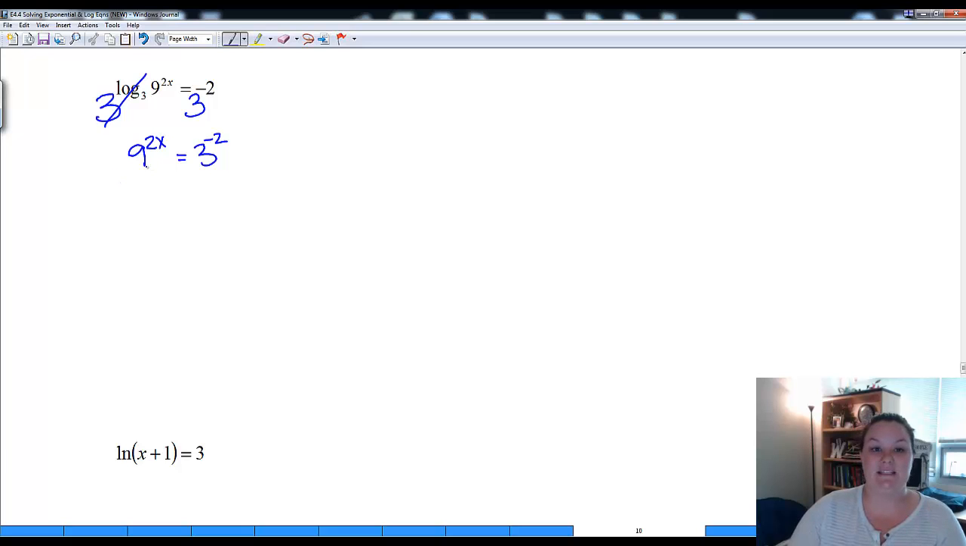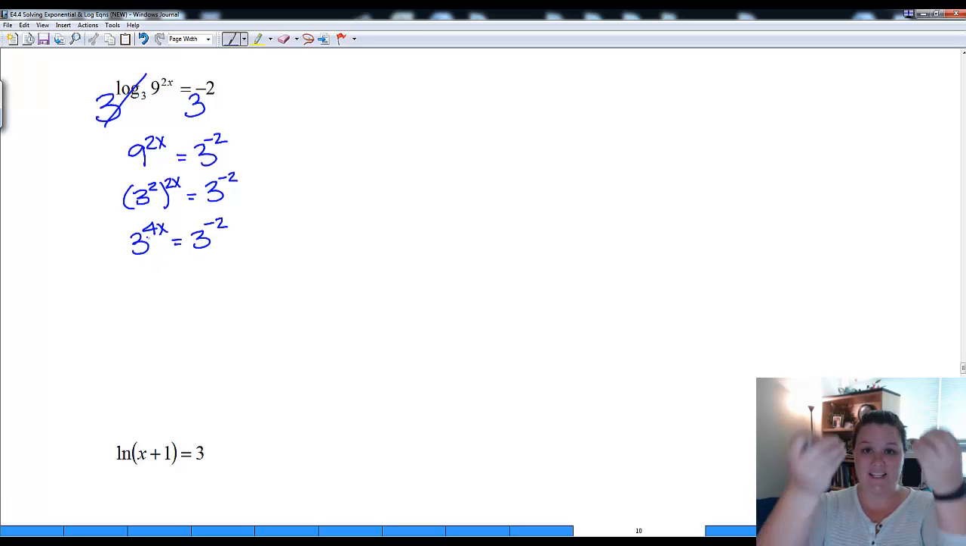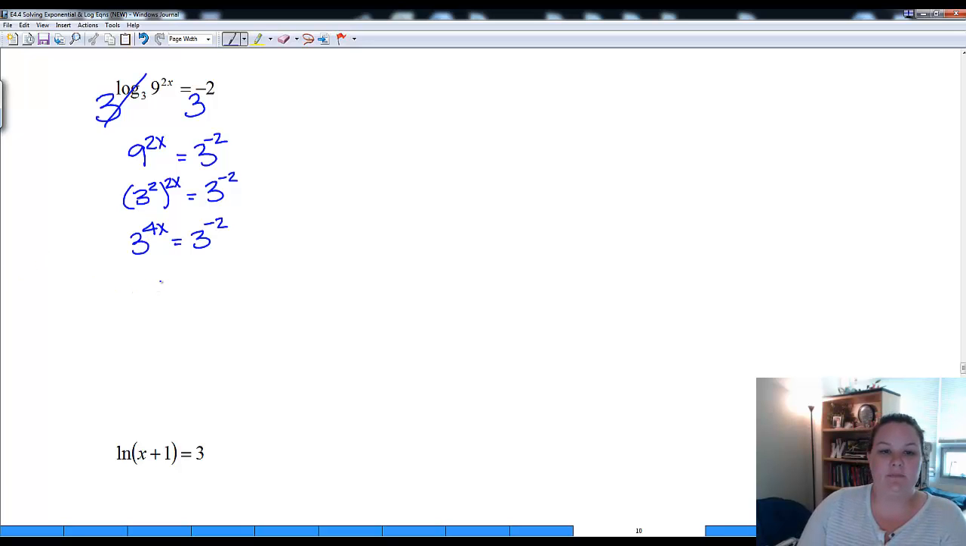The good news, though, is that both sides of this equation can be written with an exponential base of 3. So I'm going to rewrite this 9 as 3 squared raised to the 2x equals 3 to the negative 2. And then I can go ahead and multiply these exponents on the left-hand side. So I have 3 to the 4x is equal to 3 to the negative 2. And now that I have the same exponential base on both sides, I can just drop those. So when I drop them, I'm left with 4x is equal to negative 2. And then I divide off my 4, which gives me x is equal to negative 1/2.